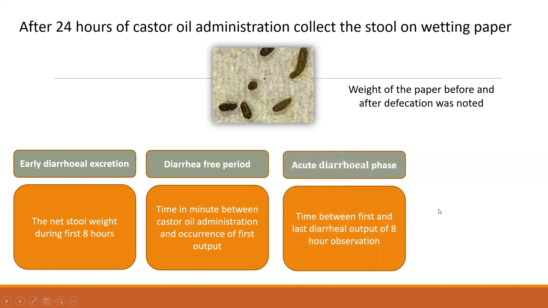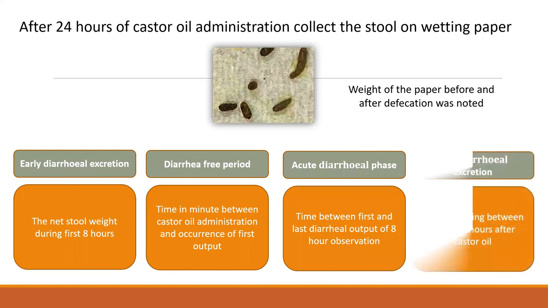Next is the acute diarrheal phase, which is the time between the first and last diarrheal output in the 8 hour observation. So in the first 8 hours, the first stool and the last diarrheal output that you observe define the acute diarrheal phase. And the late diarrheal phase is the stool occurring between 8 and 24 hours after castor oil. All these parameters have to be observed, with the time required in minutes.